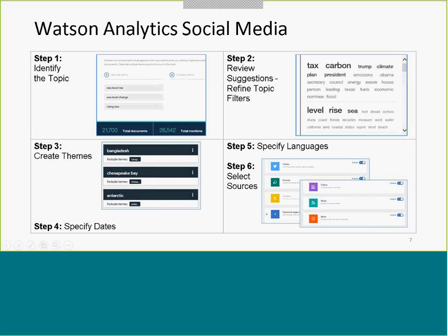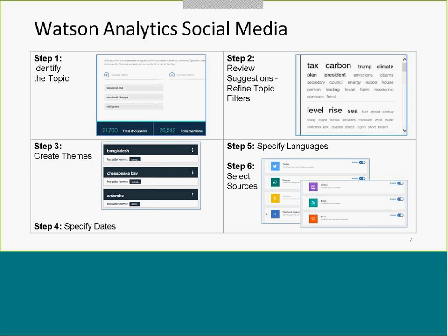So you identify your topic, you narrow your search by looking at the suggestions, and then the next step is you create themes. So if there are different topics within the topic that you're interested in, it'll organize some of your data by those themes, but it doesn't actually become a search criteria. So that's the difference between a topic and a theme. You also can specify the language that you're interested in. So if you only want English language or Spanish or whatever, you can say that.